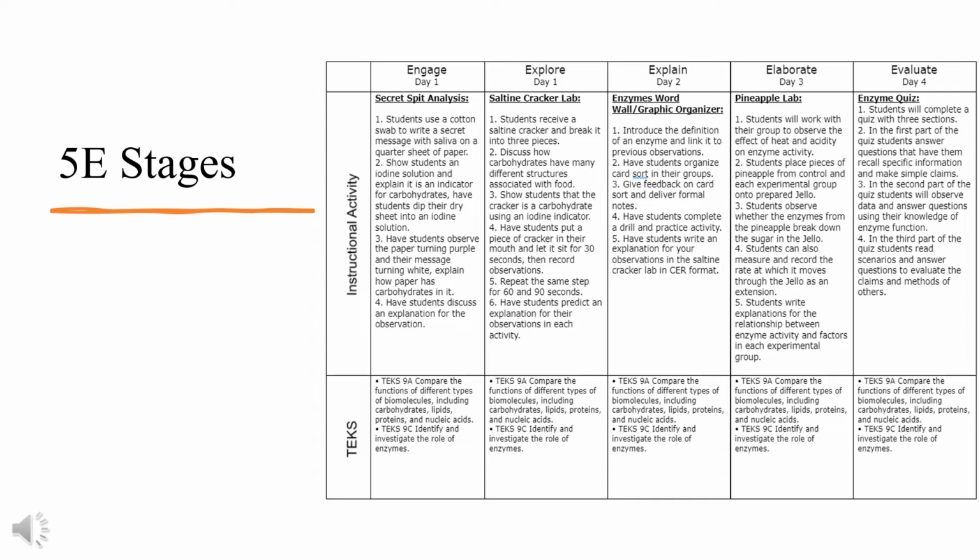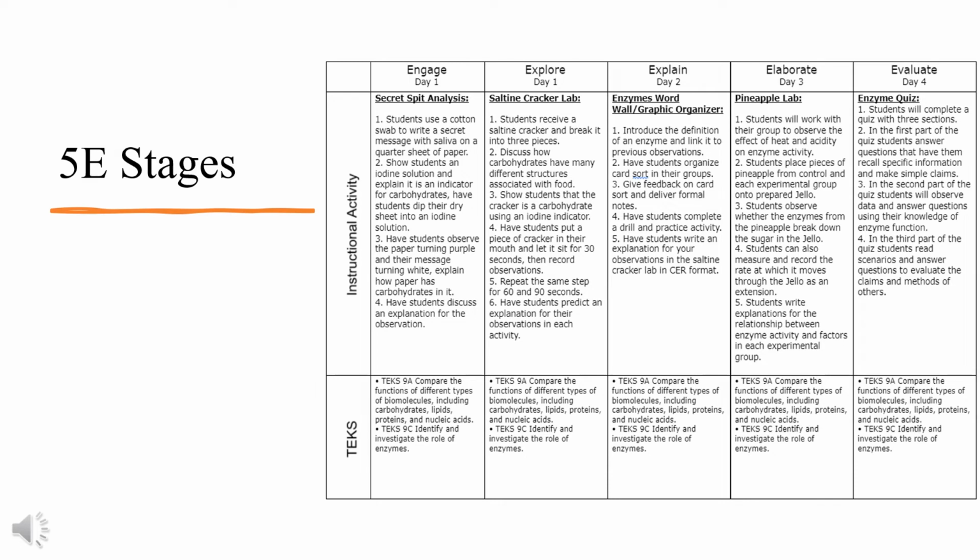When we get to day 2, then we'll do an explain, and all we're going to do is a formal instruction activity. I like to give students card sorts and have them mess around with stuff and then put their own notes together before I give them feedback and double check their notes. Students will then complete a drill and practice activity, and we'll have them write an explanation for the observations in the saltine cracker lab. The explain portion needs to link to the explore portion, and preferably the engage portion.